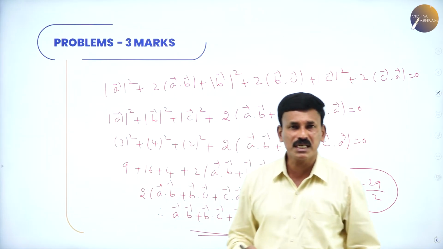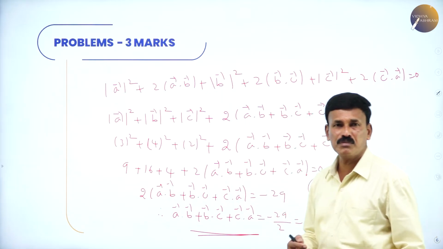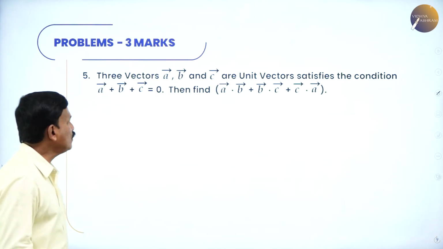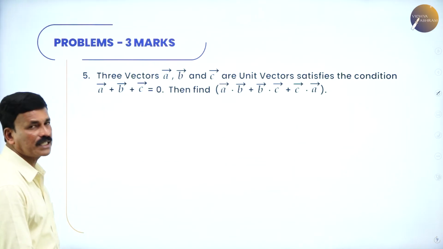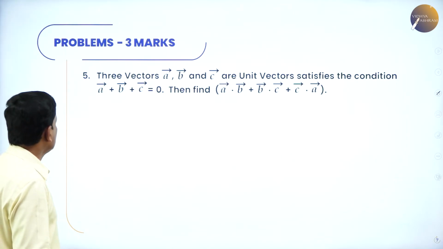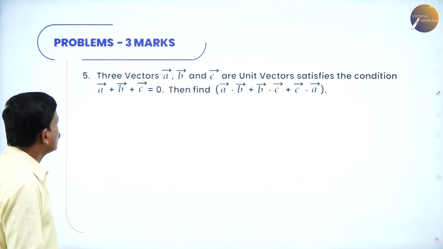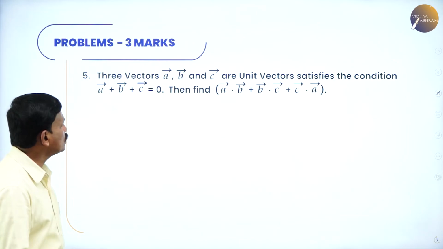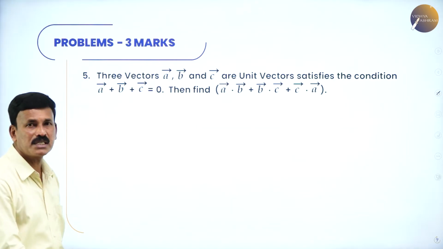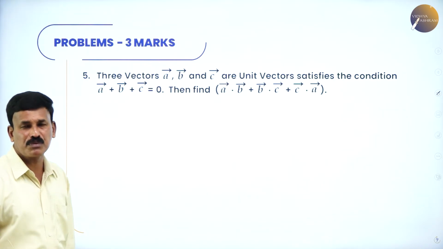Now, let us come to the next same type. Let us take one more problem. Three vectors, vector A, vector B and vector C, are unit vectors satisfying the condition that vector A plus vector B plus vector C is equal to 0. Then find A dot B plus B dot C plus C dot A vectors. So, same problem here.